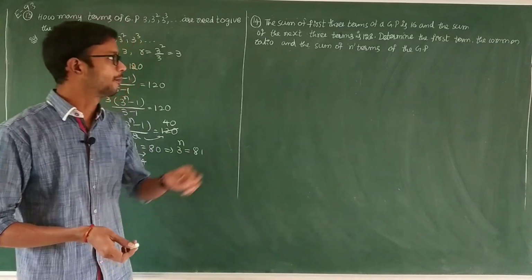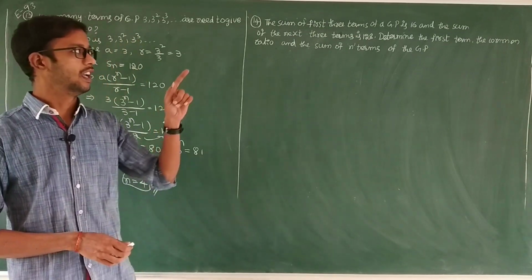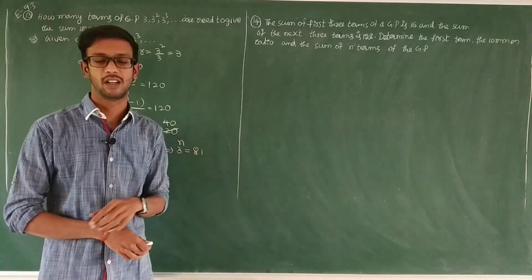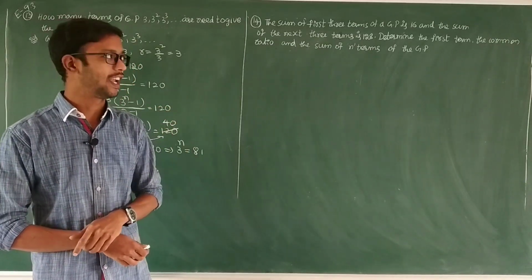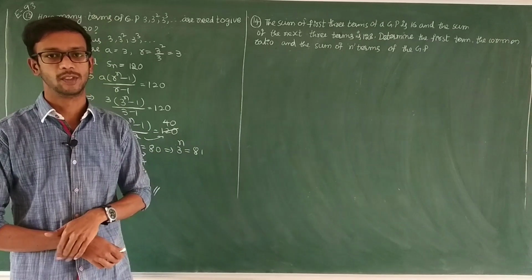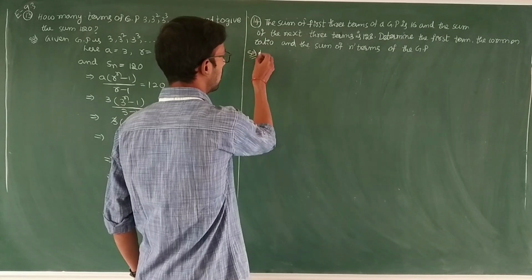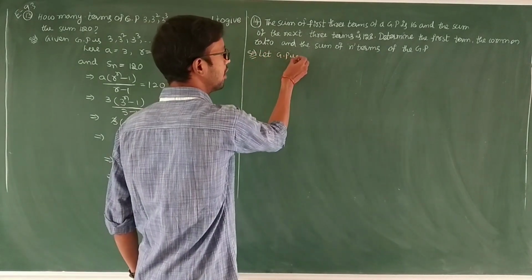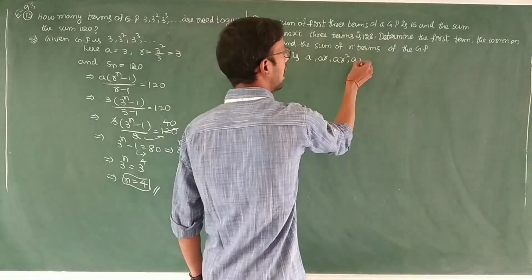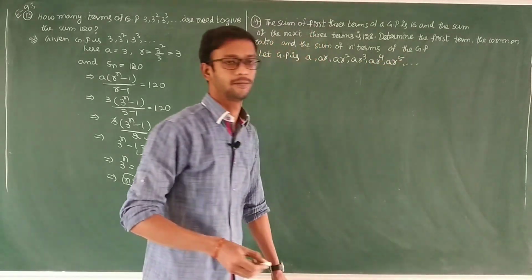Problem number 14. The sum of first three terms of a GP is 16 and the sum of the next three terms is 128. First three terms sum is 16. Next three terms sum is 128. Determine the first term, the common ratio and the sum of n terms. Three we have to find here. So first I will write the GP. Let the geometric progression be a, ar, ar square, ar cube, ar power 4, ar power 5 and so on.